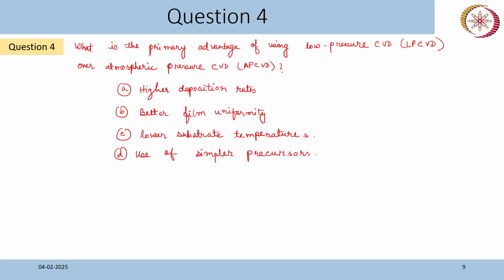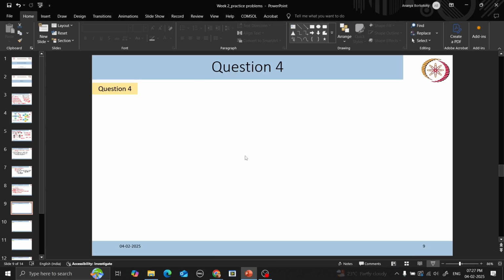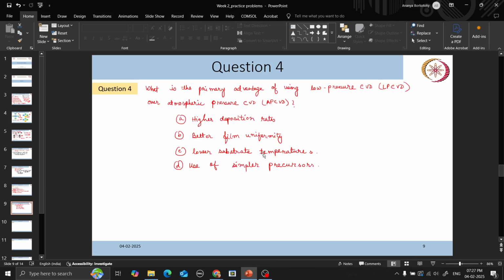So think about it and try to give me the answer. If you understand the difference between LPCVD and APCVD, or if you understand the basics of different deposition techniques, then you'll be able to answer this question. So how are these two different, and what is the primary advantage of LPCVD?